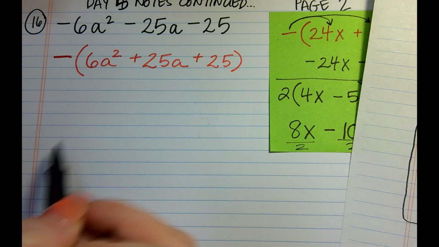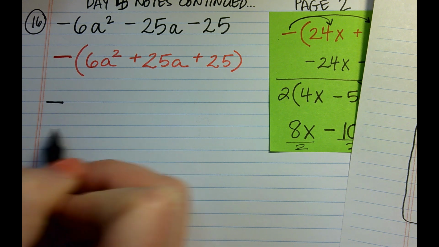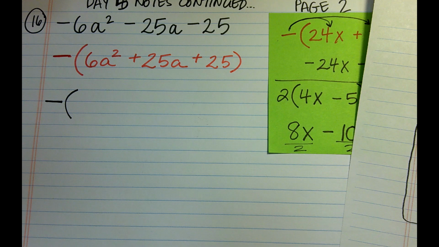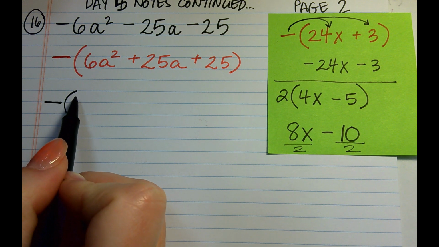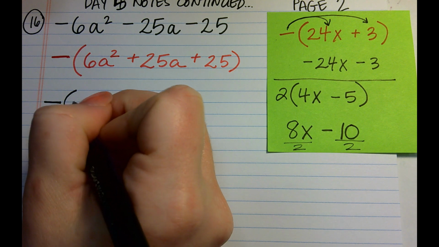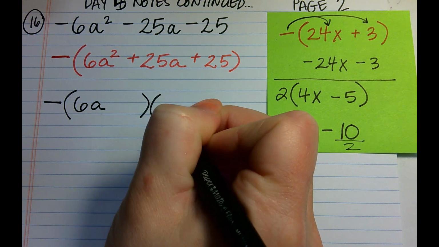So, we go to the next step. We're going to keep our minus, and we are going to start factoring. So, we could try 6A and A.